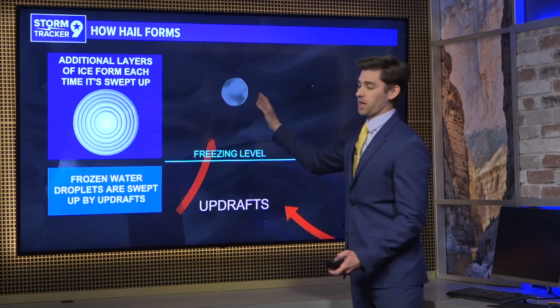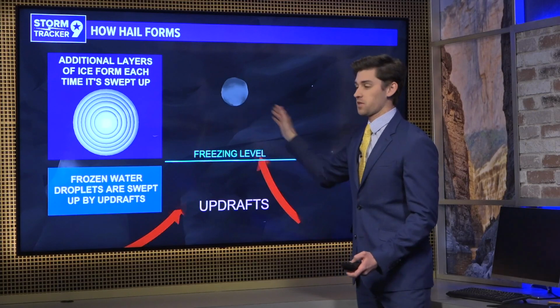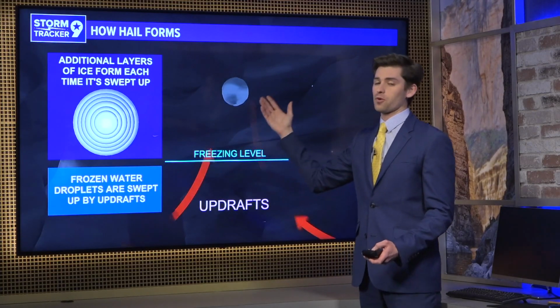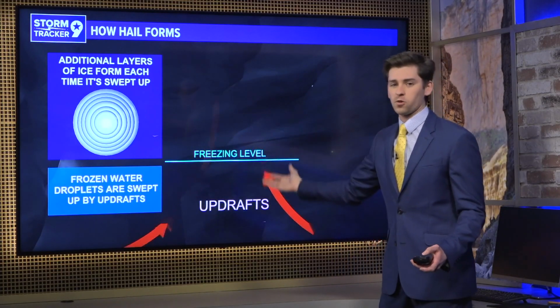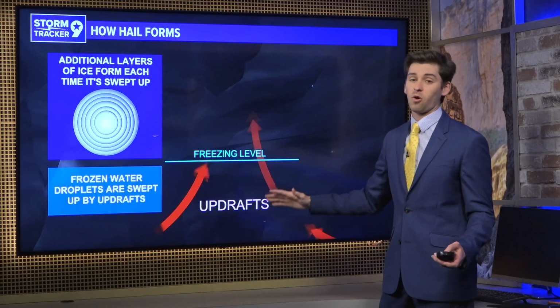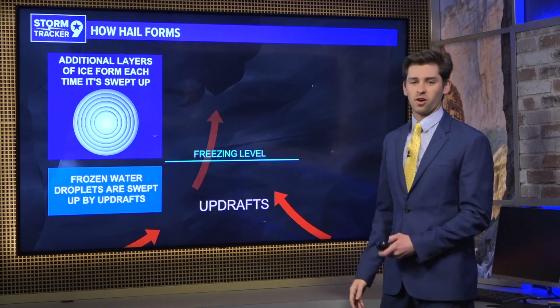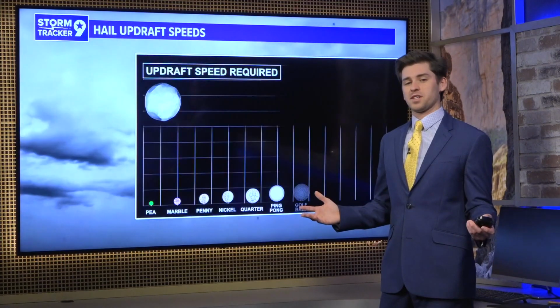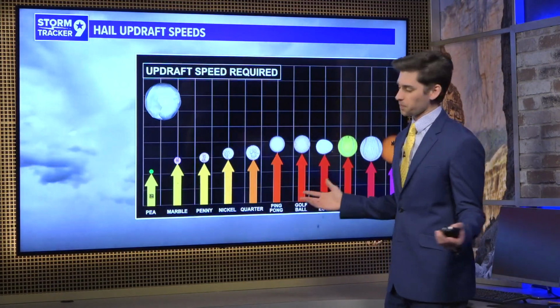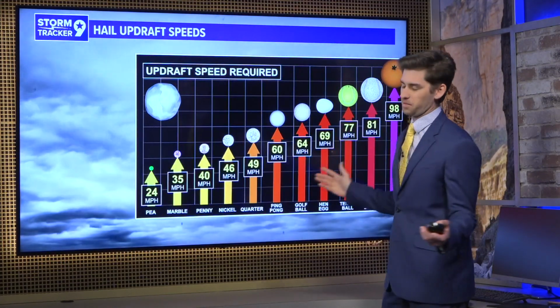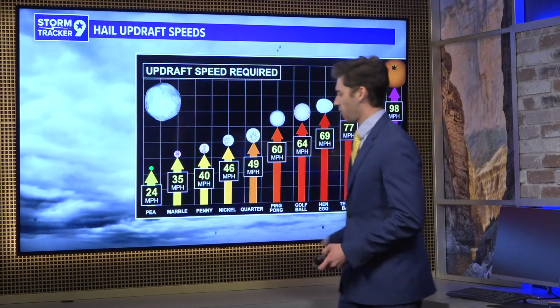Now, once the hailstone becomes large enough to where this updraft can no longer support it, well, guess what? It falls to the surface as hail, often as large hail. So how strong does the updraft need to be? Well, for pea-sized hail, it doesn't need to be all that strong, only about 24 miles per hour.